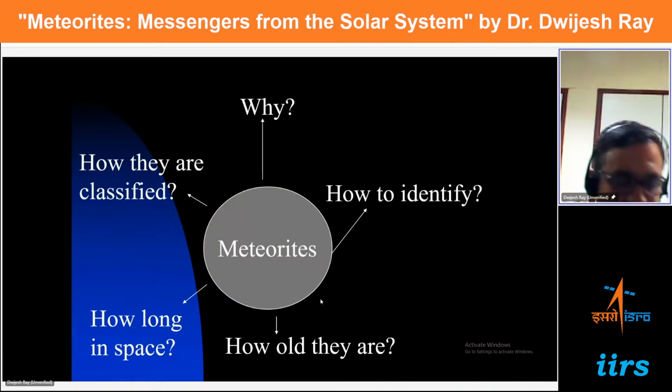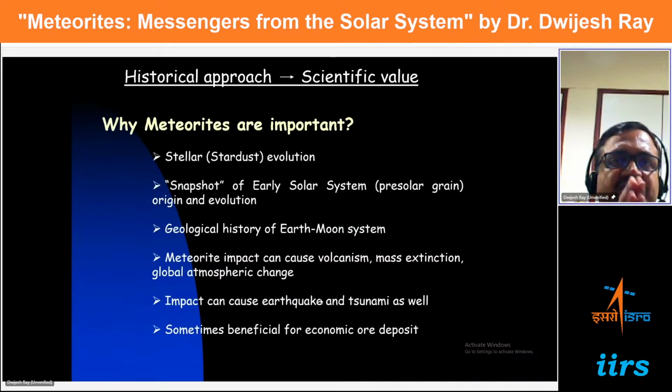In the next couple of slides, I will try to explain why we study meteorites, how to identify how old they are, how long they have been in space, and what the classifications are. Meteorites are very important because they contain some star objects, meaning some stardust. They contain some pre-solar objects also, meaning objects believed to have formed before the early solar system. Sometimes they occur as inclusions.